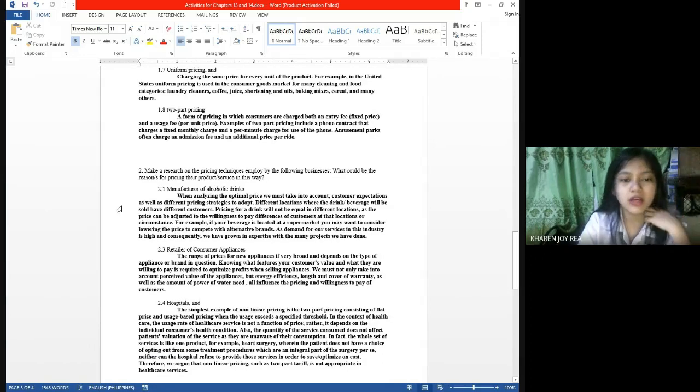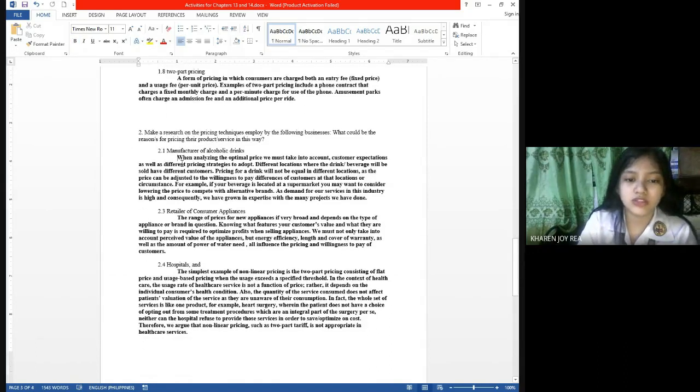Number two, make a research on the pricing techniques employed by the following businesses. What could be the reasons for pricing their product or service in this way? First is the manufacturer of alcoholic drinks. When analyzing the optimal price, we must take into account customer expectations as well as different pricing strategies to adopt.